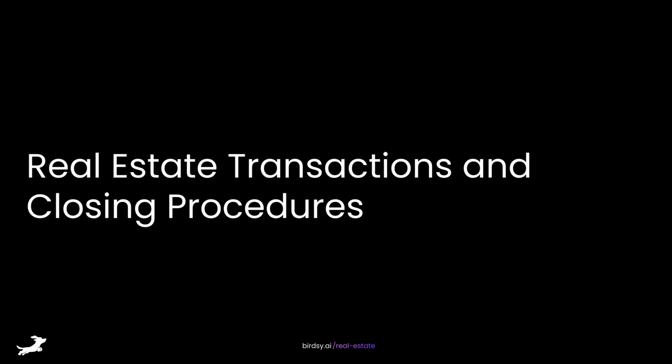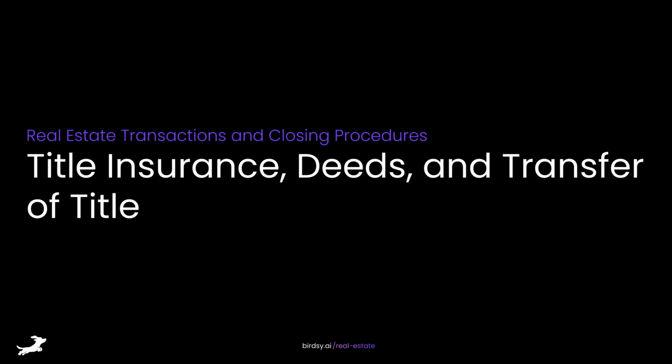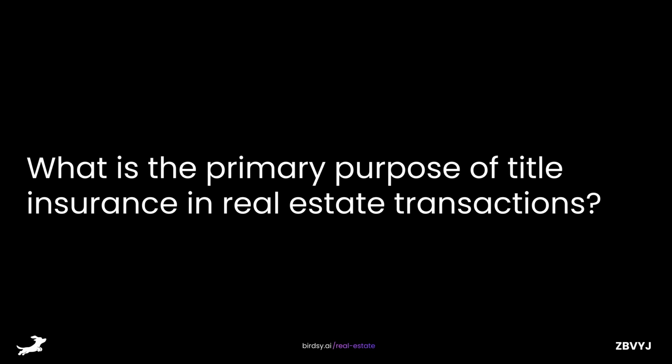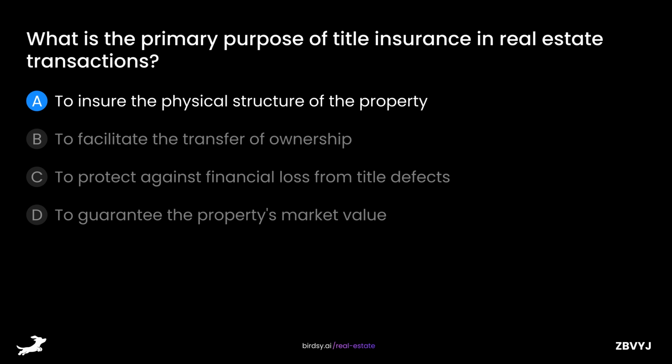Let's test your understanding of real estate transactions and closing procedures. Title insurance, deeds, and transfer of title. What is the primary purpose of title insurance in real estate transactions? Is it A, to ensure the physical structure of the property, B, to facilitate the transfer of ownership, C, to protect against financial loss from title defects, or D, to guarantee the property's market value? The answer is C, to protect against financial loss from title defects.